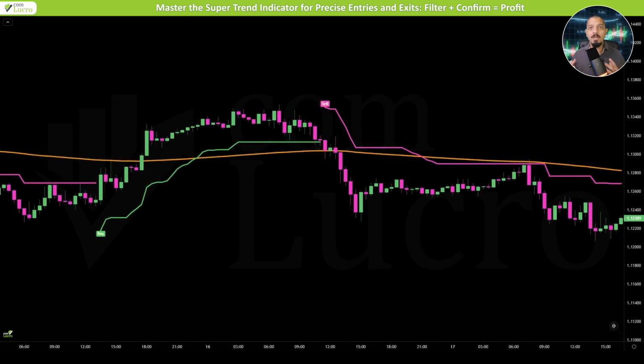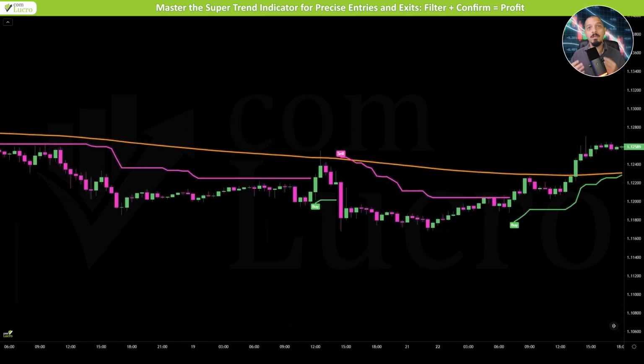In another chart, the super trend indicated a sell signal, but the price was still above the 200 EMA, so we don't take positions yet. Once the price is below the 200 EMA, while the super trend is red, that's where you want to take a sell position. Next, the super trend turns green, so this is where you close your position.